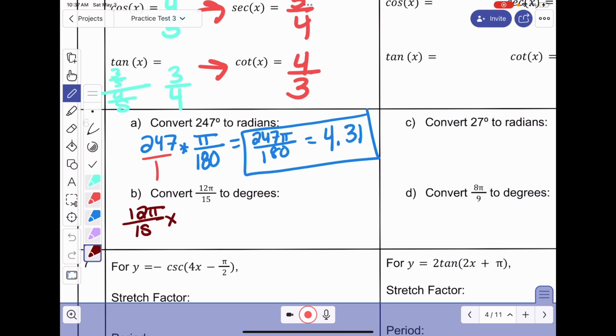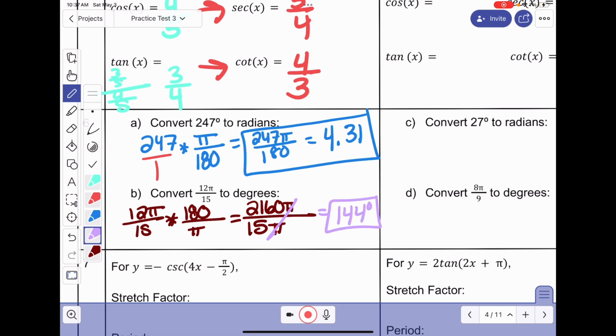Radians to degrees, we multiply by 180 over pi. So 12 pi times 180 is 2,160 pi. 15 times pi is 15 pi. The pi's are going to cancel, and when I do that division, I get 144 degrees.